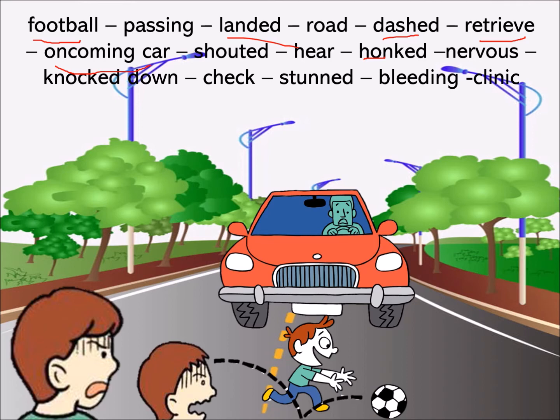Nervous. It means you are scared. You are on cold feet. You are having butterflies in your stomach and so on. Nervous, right? Panic. So knock down. Knock down means you got hit and you fell. Stun means shock, everybody was motionless. Bleeding means you can see the blood.